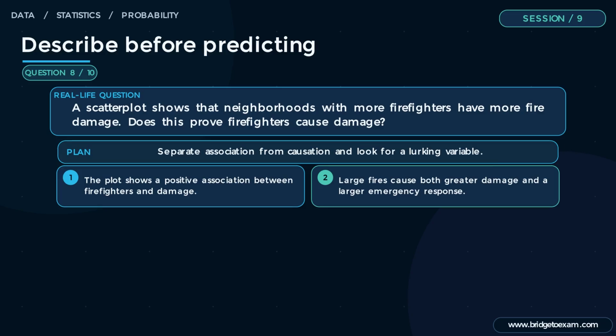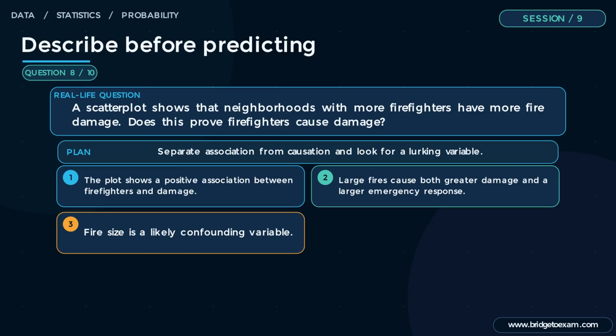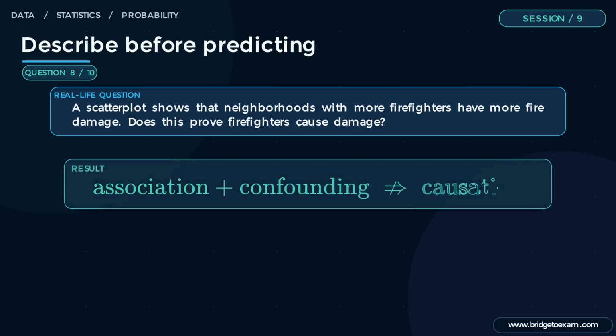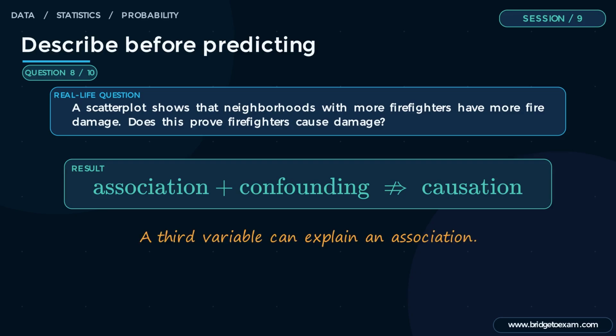Step 2. Large fires cause both greater damage and a larger emergency response. Step 3. Fire size is a likely confounding variable. Step 4. The graph does not support the claim that firefighters cause the damage. Quick check. A plausible third variable can explain an association without the proposed causal direction. This matters in real life because emergency policy decisions require study design and context, not correlation alone.